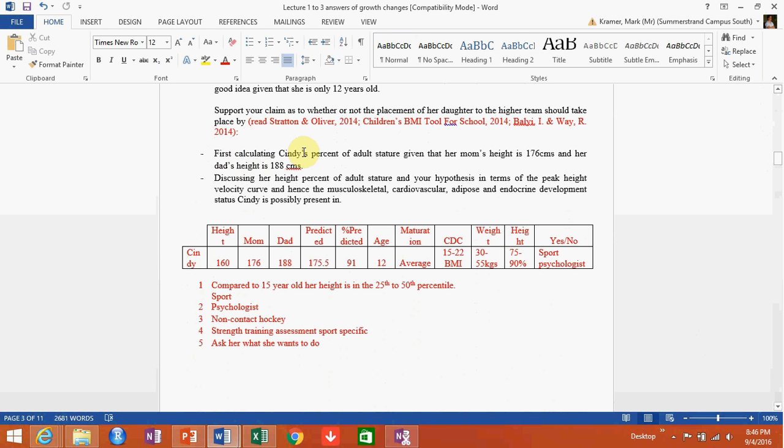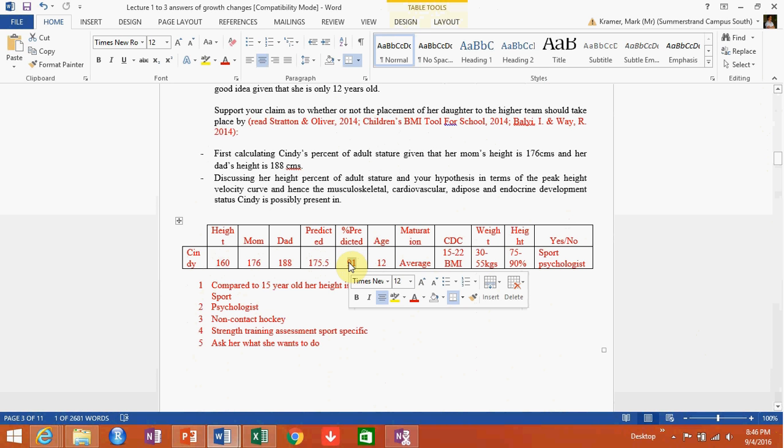Okay, first calculate Cindy's percent of adult stature, of her parents' adult stature, given that her mom's height is 176 and her dad's height is 188. So I've done it here. She's 160 centimeters at the moment, her mom's 176, her dad's 188, so her predicted height is 175.5. So based on her percent of peak height velocity, she's at 91% peak height velocity.